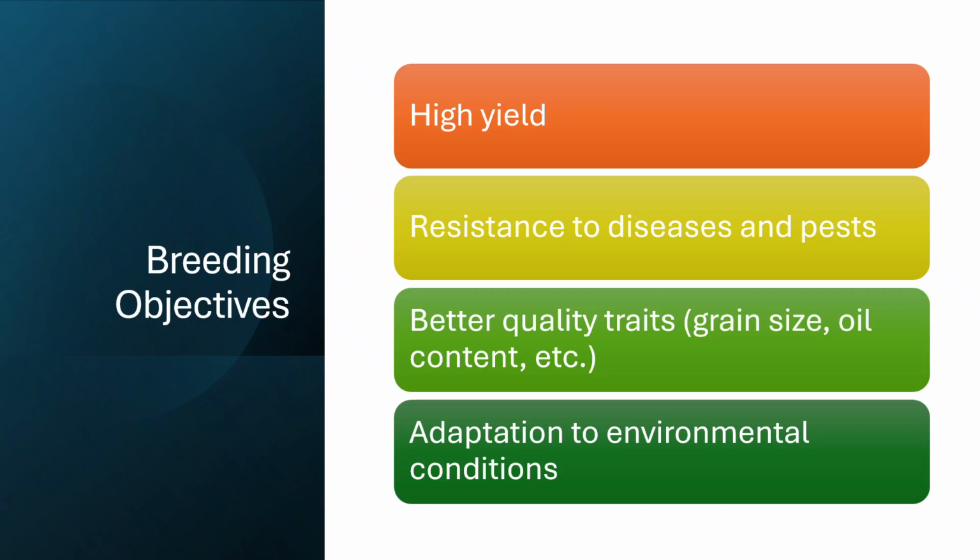Breeding objectives of self-pollinated crops are homozygosity and superiority. Superiority in traits such as yield, quality, pest resistance, and adaptation to environmental conditions.